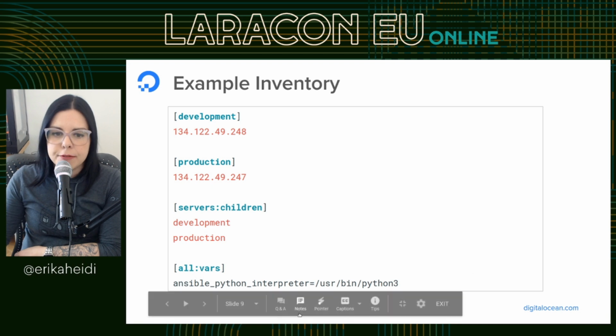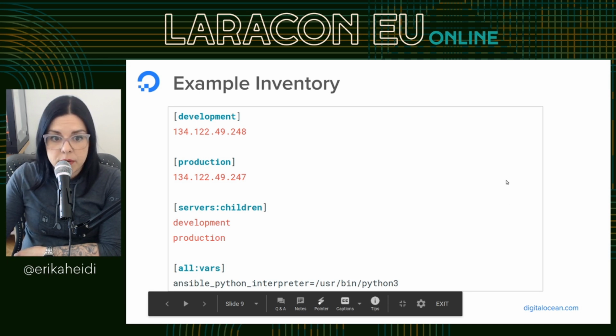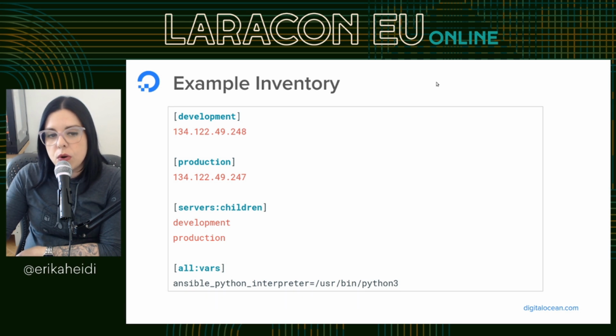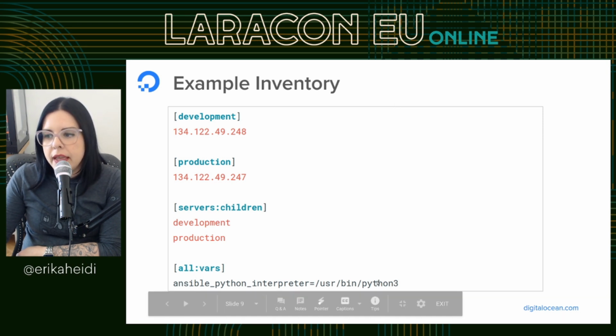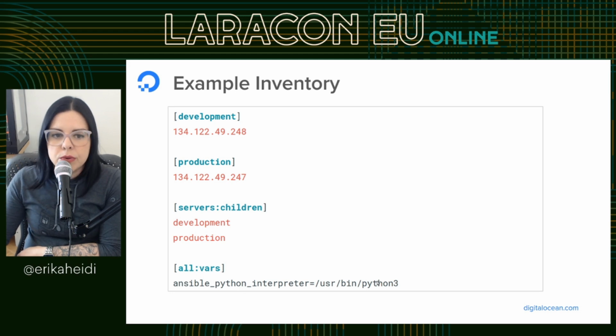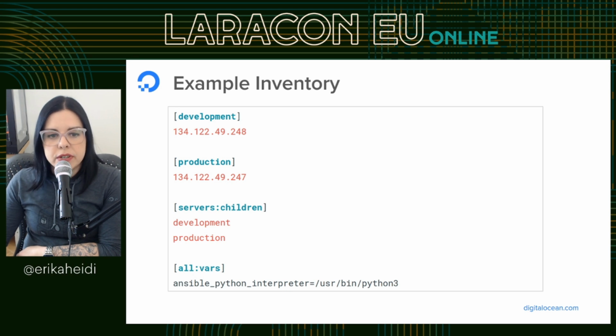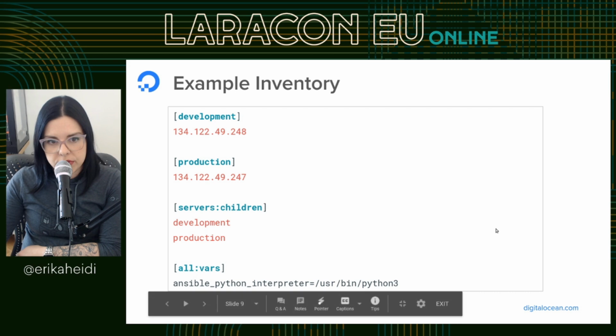At the end, I have the all vars definition here, and this is used to set up variables that will be valid for all hosts in this inventory. In this case, I am defining the ansible_python_interpreter variable, and this will make Ansible use Python 3. Make sure Ansible uses Python 3 when running the commands on the nodes.